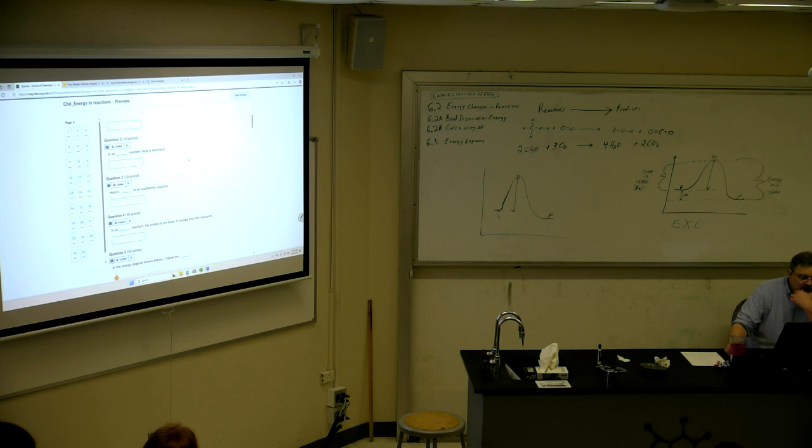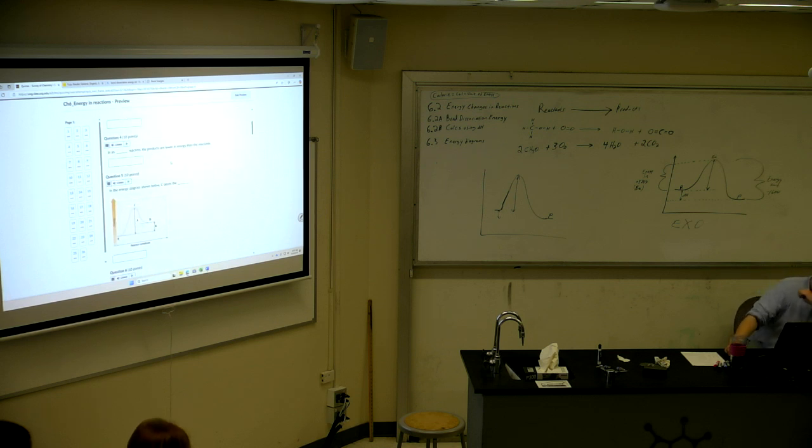In a blank reaction, heat is absorbed. This is exothermic versus endothermic. Heat is blank in an exothermic reaction, released or absorbed. In a blank reaction, the products are lower in energy than the reactants. Products lower than reactants is exothermic. So exothermic versus endothermic.